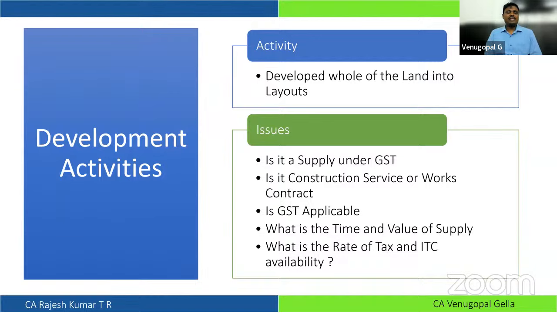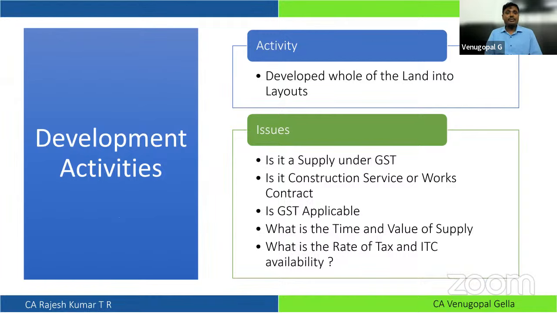So what is the service the developer is providing? The developer is providing a service of converting the whole of the land, barren land or uneven land, into plots or a layout. The time of supply, which is a works contract, would be the time at which plots have been identified and given to the landowner and the developer. The earmarking of the plots happening, that would be the time of supply.